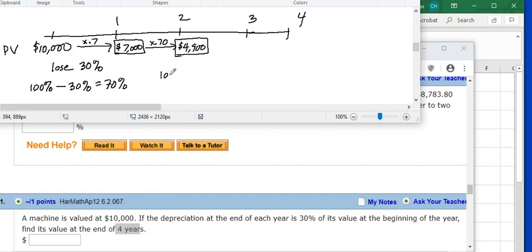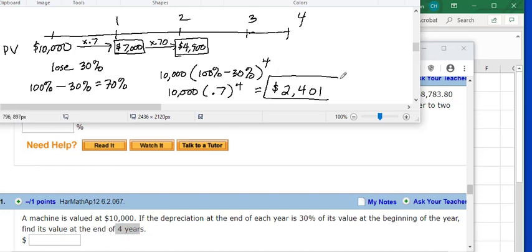I can make this go faster if I just start with the $10,000 and I think of 100% minus 30% every year for 4 years. That would be 10,000 times 70%, make it a decimal, to the fourth. After 4 years of that depreciation, your final value will only be $2,401.